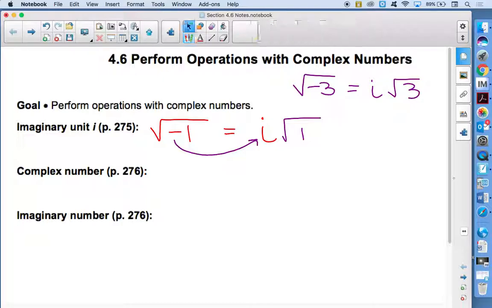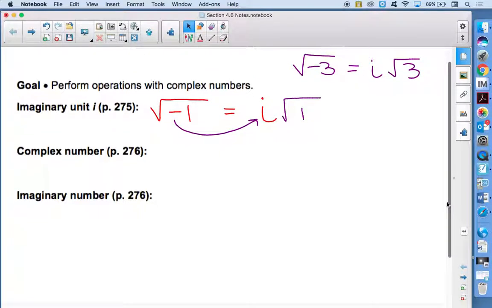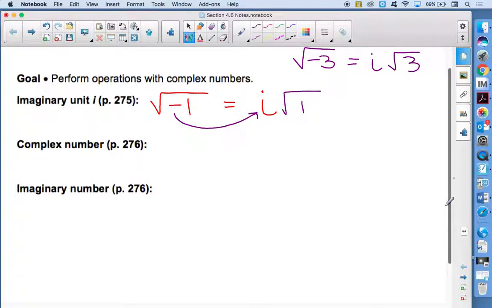So there's two other parts underneath here. A complex number is when you have a real number and an imaginary number in an expression.